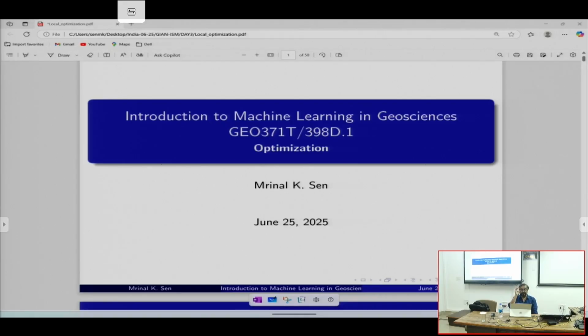And this morning, I have two lectures. One is on optimization methods, and then the second lecture would be on seismic inversion, where you will see the application of these optimization methods. Okay?